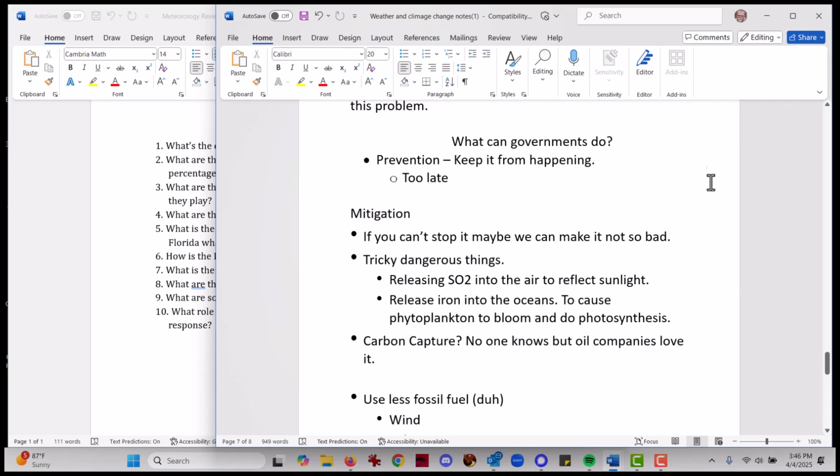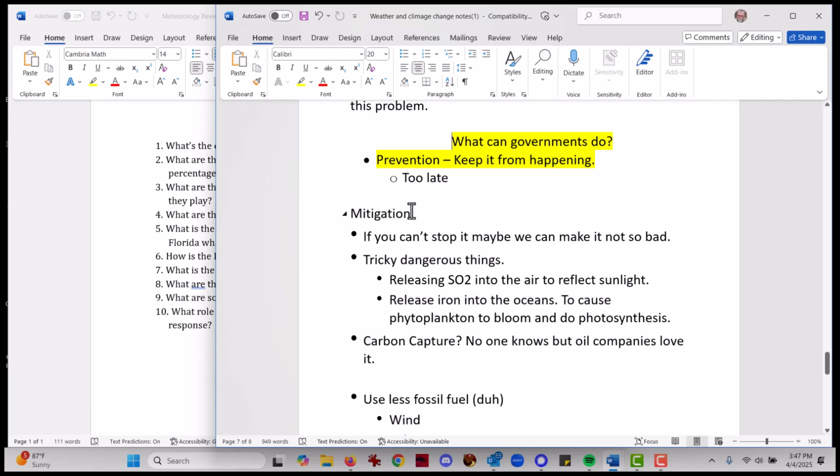Rather than highlight all of this, if you just know what these are, really. So prevention: keep it from happening. That is that simple. Now it's too late. It's here. We can't prevent global climate change. Global climate change is happening. It's too late to prevent it.